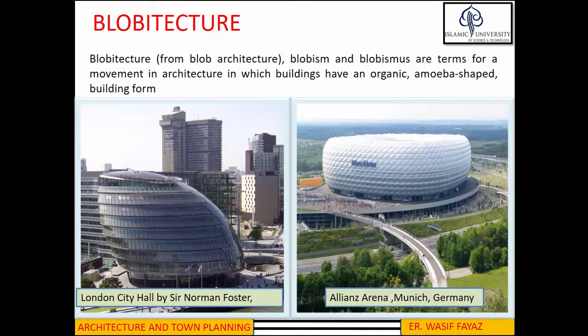Now, blob architecture. Blob architecture is usually used to describe buildings that are rounded or curved shaped. It can also be used to describe a building form that is organic or amoeba shaped. Historically speaking, the design of the buildings has been hindered by the performance of the materials. In fact, the materials that are locally available were used to build buildings.